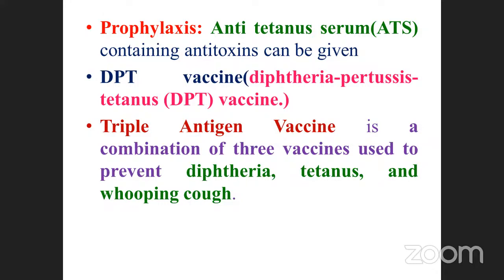And also the TPD vaccine. The TPD vaccine is also called the triple antigen vaccine: diphtheria, pertussis, tetanus. These are the 3 diseases, given with only one antigen, only one dosage. That is called the triple antigen vaccine. It's a combination of 3 vaccines used to prevent diphtheria, tetanus, and also whooping cough. So it is also one of the vaccines given for tetanus.